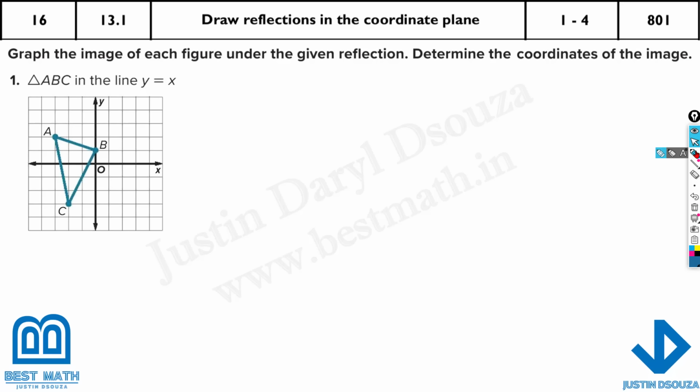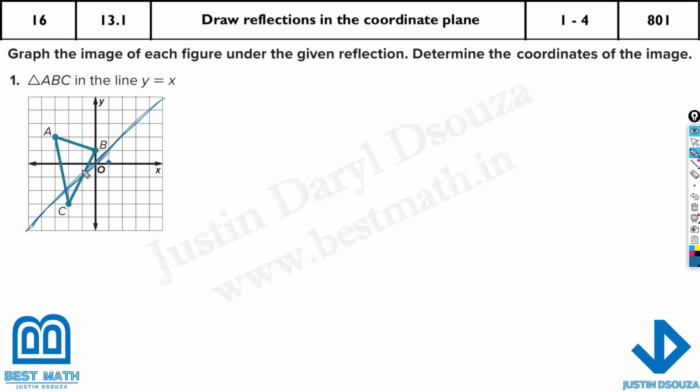Here we have been given triangle ABC and we need to reflect it along the line y is equal to x. Y is equal to x is a 45-degree line which passes through the center like this. So this line here is like the mirror, and this entire image must be reflected accordingly. Now you can see this will be reflected over here, if you just graph it directly.